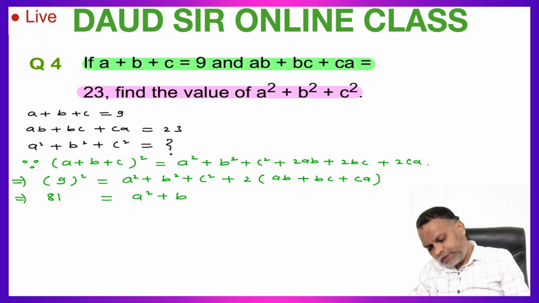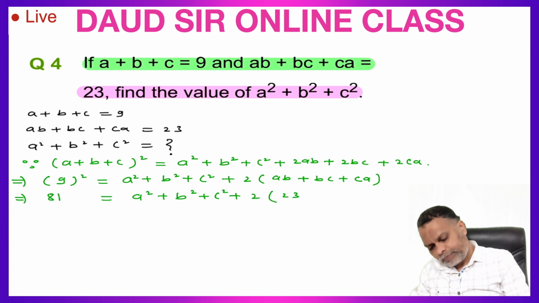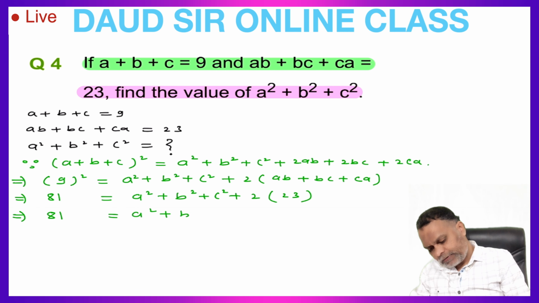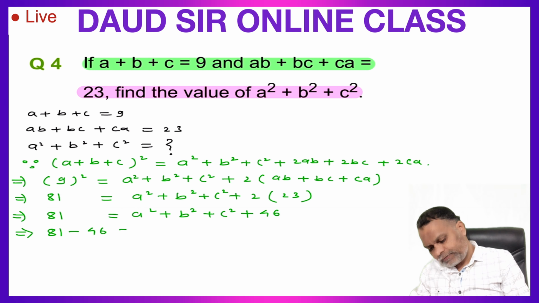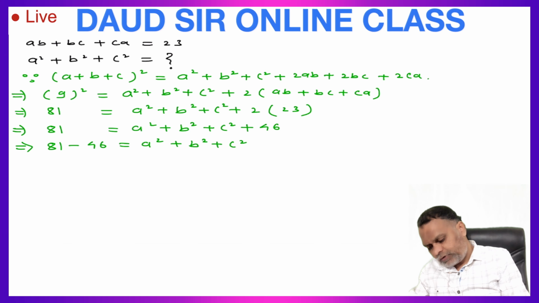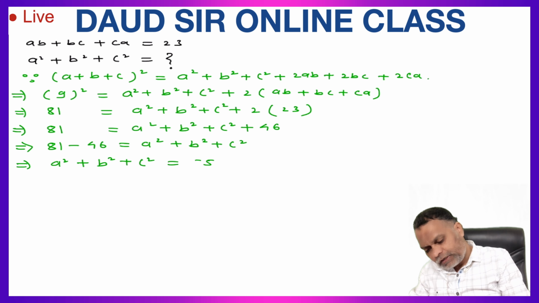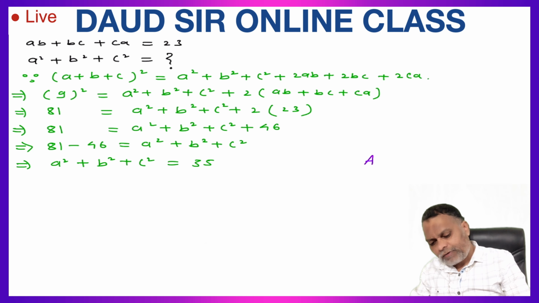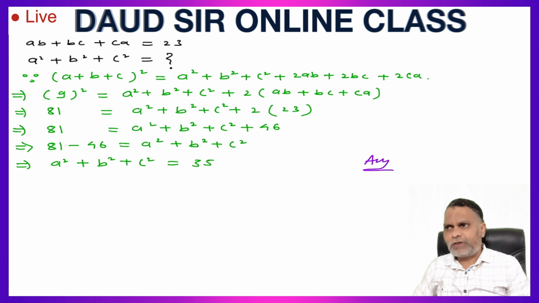a² + b² + c² + 2(ab + bc + ca) is equal to 23, which implies 81 is equal to a² + b² + c² + 23 times 2, 46. Shift 46 to the left side. So 81 minus 46 is equal to a² + b² + c². So a² + b² + c² we can write: 11 minus 6, 5, and 7 minus 4, 3, 35. So 35 is the required value of a² + b² + c².